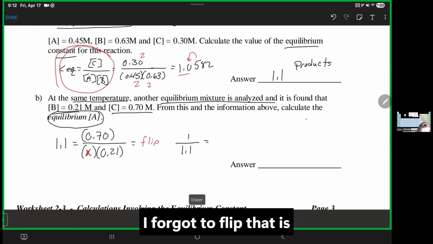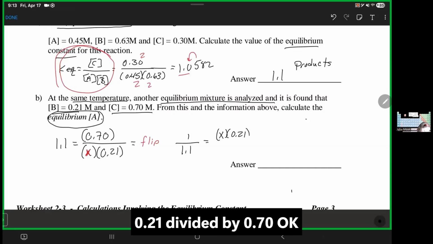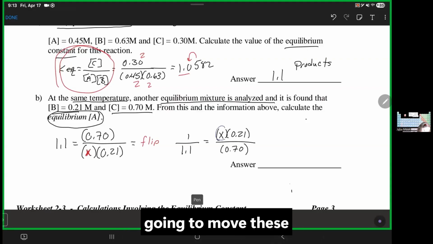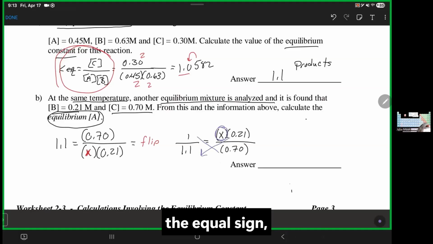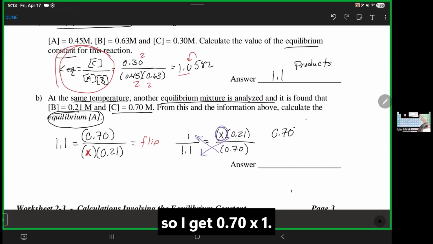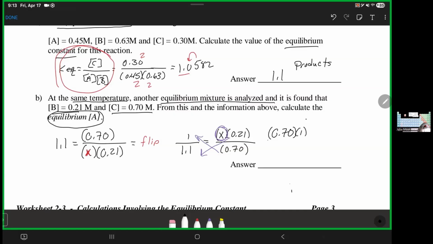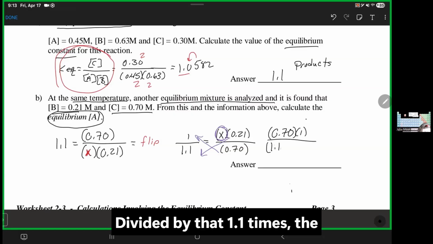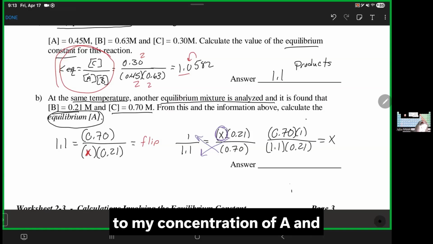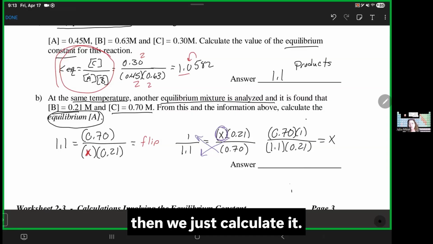I forgot to flip that. Is equal to x times 0.21 divided by 0.70. Okay, and remember when we're isolating that, we're just going to move these to their diagonal across the equal sign. So I get 0.70 times 1 divided by that 1.1 times the 0.21 is going to be equal to my concentration of A. And then we just calculate it.